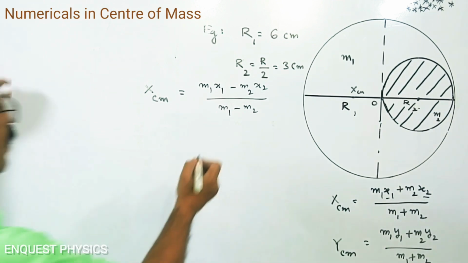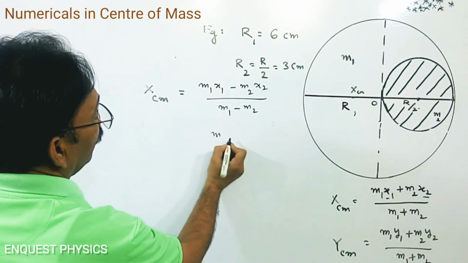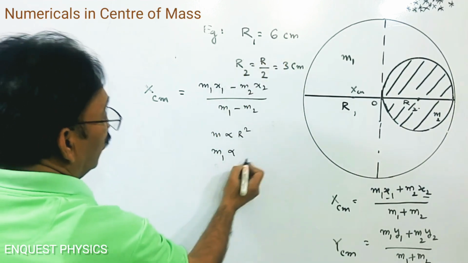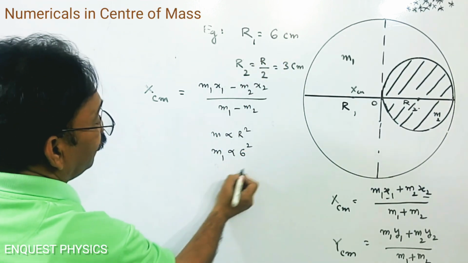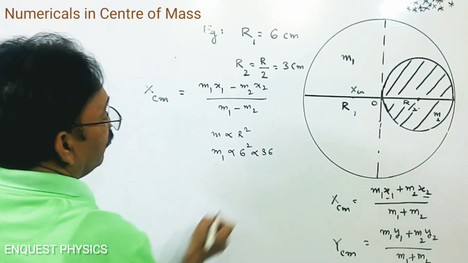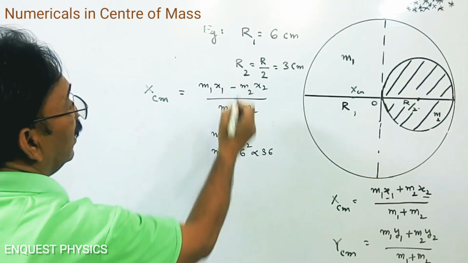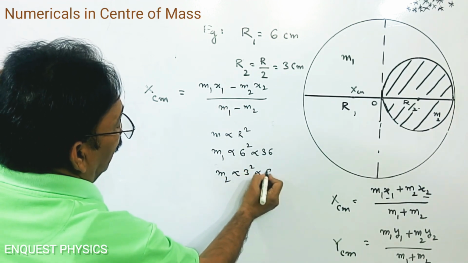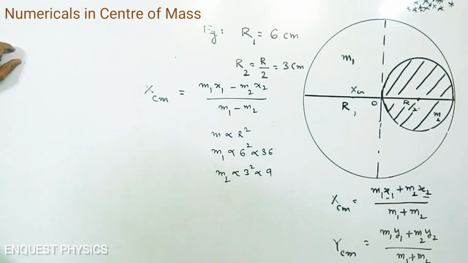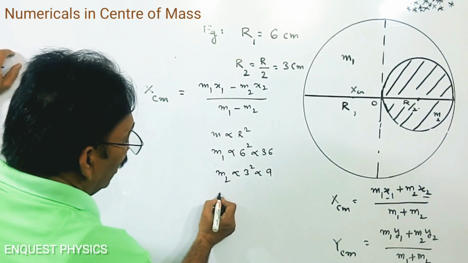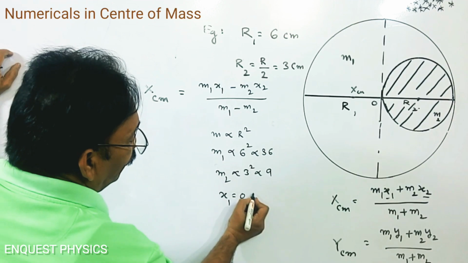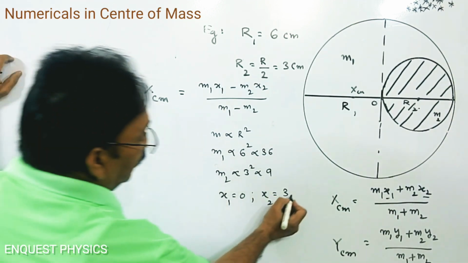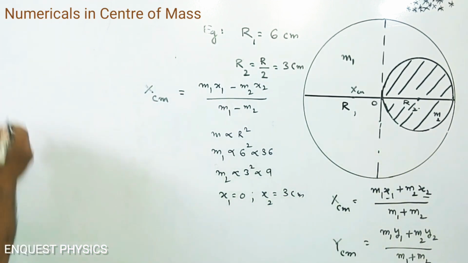Okay, we'll learn that m is proportional to r squared. That's why m1 is proportional to r1 square, 6 squared, 36. m2 is proportional to 3 squared, it is 9. Okay students, and also we have to take the x1 and x2. Obviously x1 is equal to 0 and x2 is equal to 3, it is 3 centimeter. Just put the values there students.